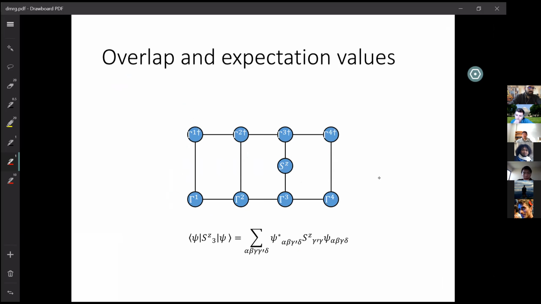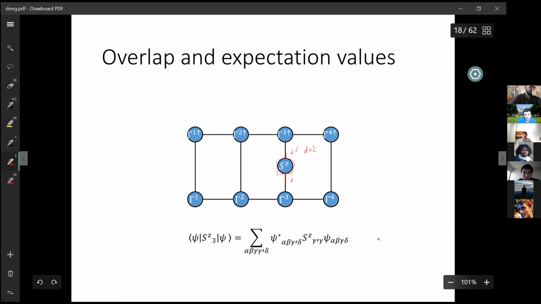And similarly for expectation values of some local observables, we just put some tensor in between the bra and ket. You see the S_z is just a Pauli matrix, so it is a matrix, and it has two indices, sigma and sigma prime, connecting to the bra and ket space. Each bond is two-dimensional. So you just again contract this tensor network, and you get the expectation value of S_z.